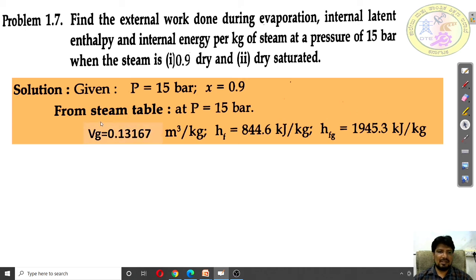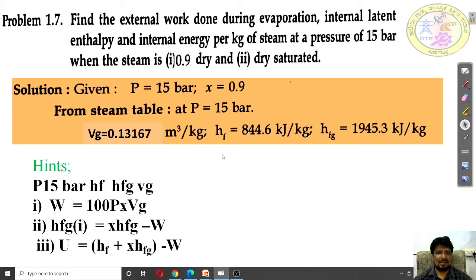Then from the steam table, you note down the values of HF, HFG and VG. All the three values, HF, HFG and VG, corresponding to a pressure of 15 bar. Just observe the hints.